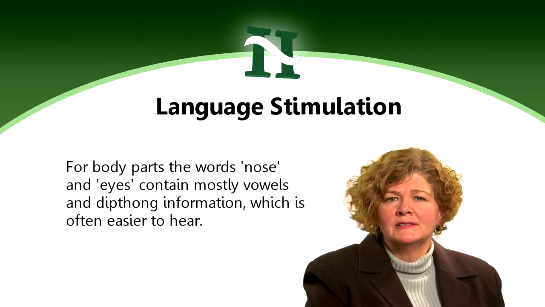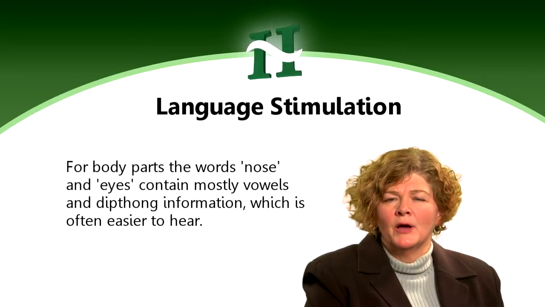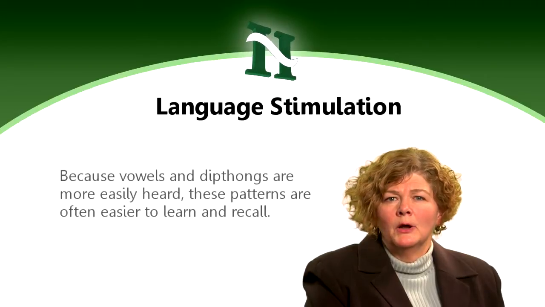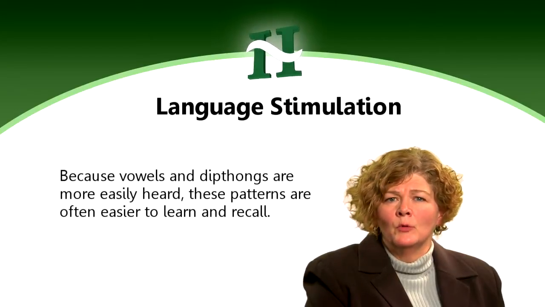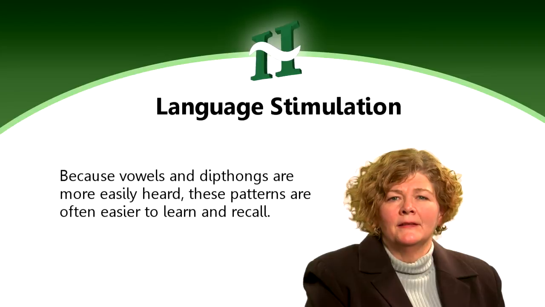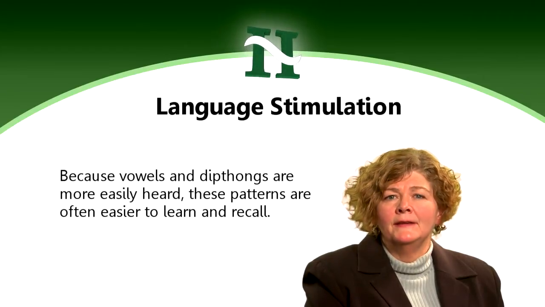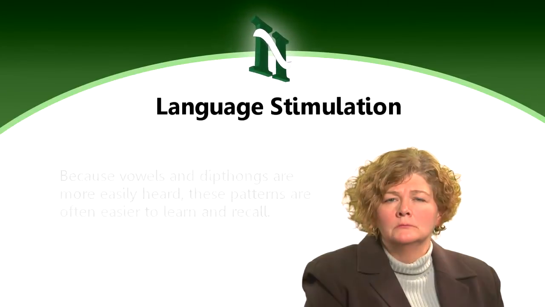For body parts, the words nose and eyes contain mostly vowel and diphthong information, which is often easier to hear. Because the vowels and diphthongs are more easily heard, these sounds and patterns are often easier to learn and recall.